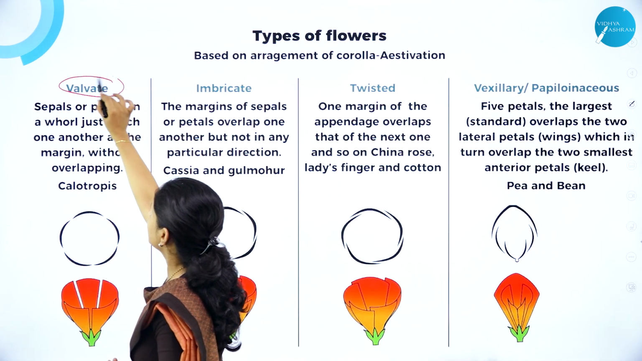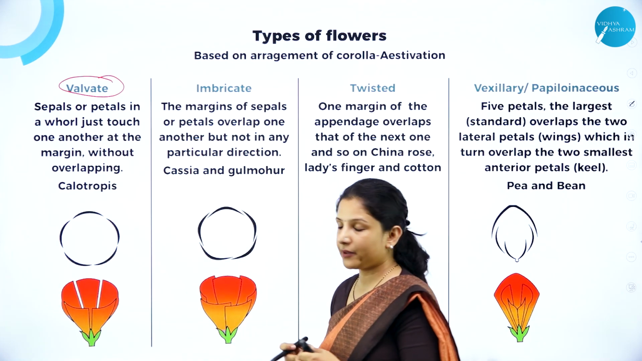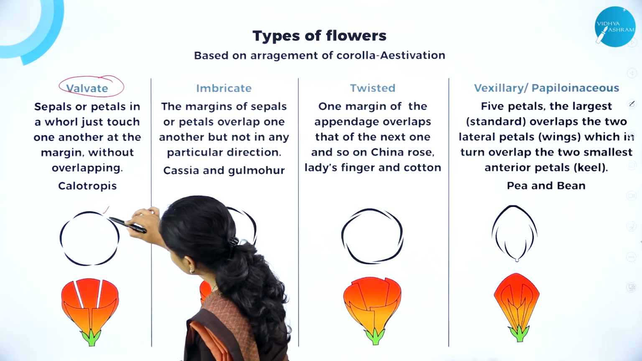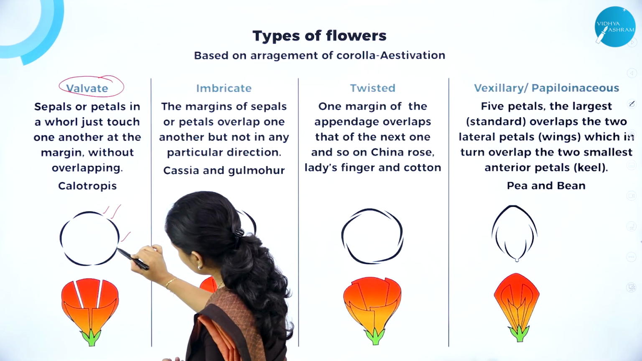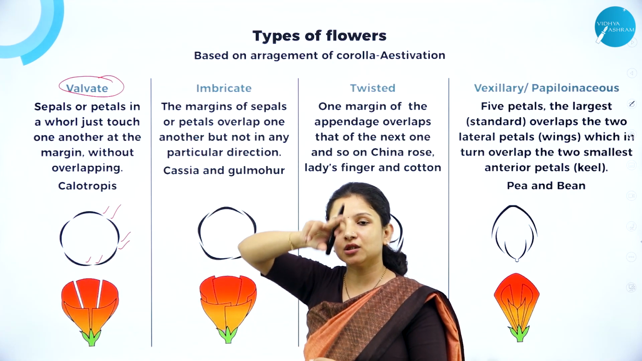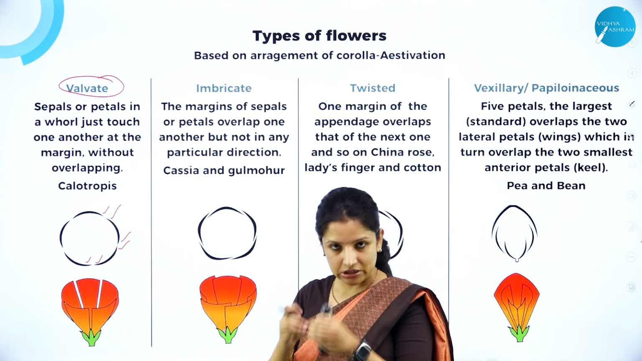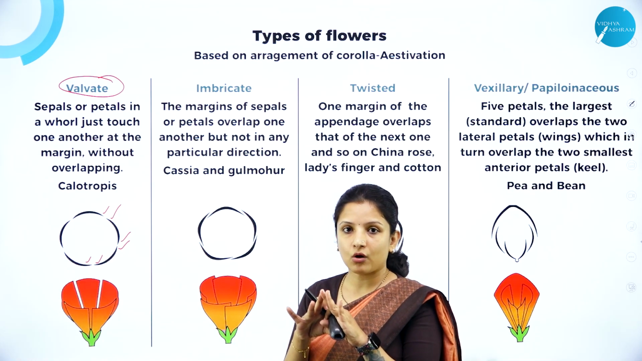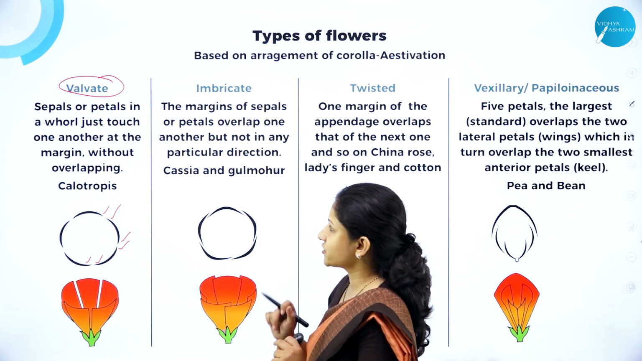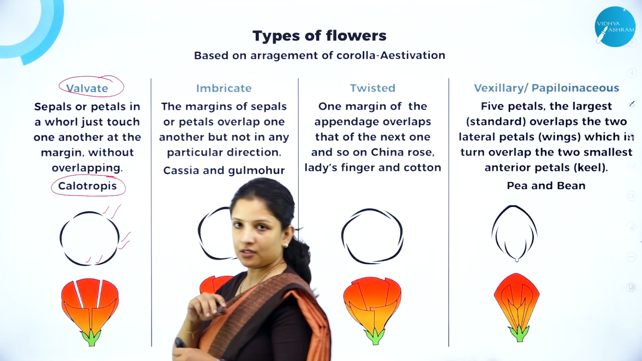So, valvate estivation. Here the sepals or petals are not completely overlapping one another. They are just at the margin. If you can see here, this isn't overlapping with this. This not with this. This not with this, but they are arranged in a complete circular margin wherein they just touch, the tips or the margins of the petals touch each other but they don't overlap. Such an estivation is called valvate estivation and it is found in calotropis flowers.